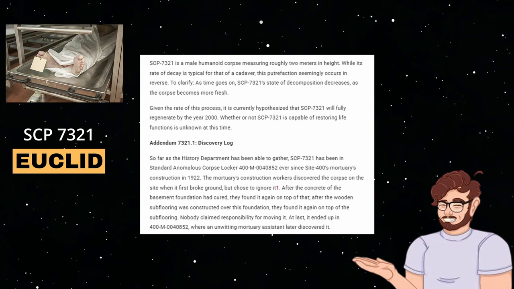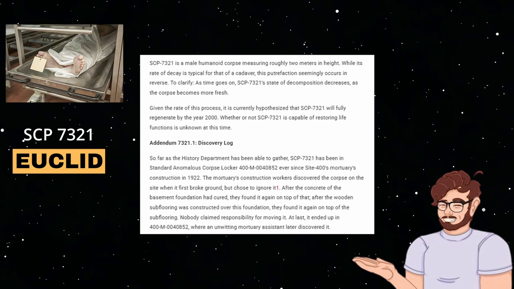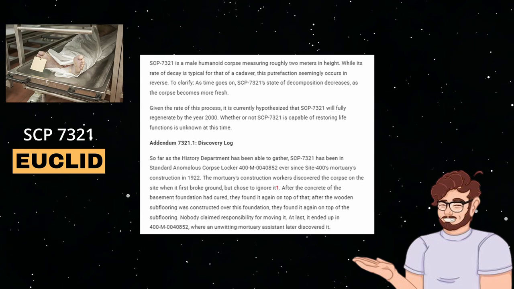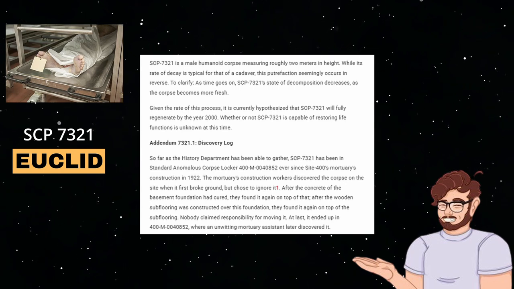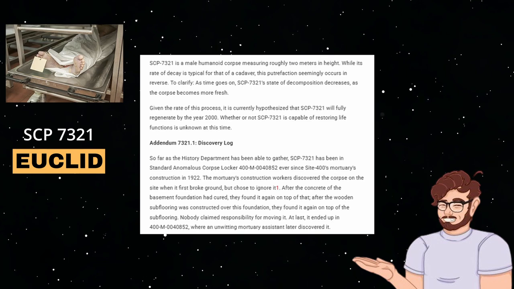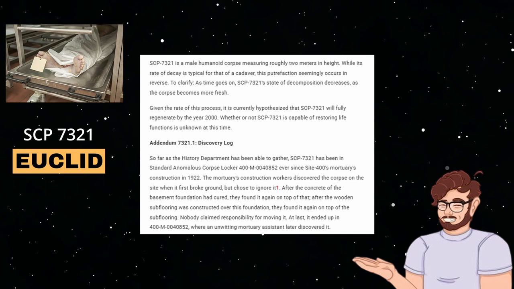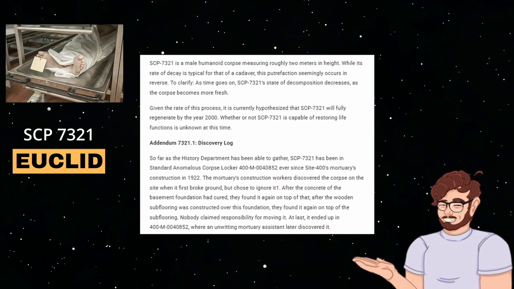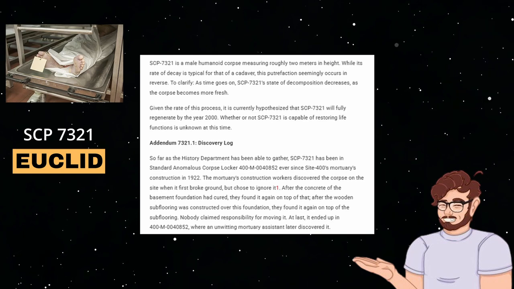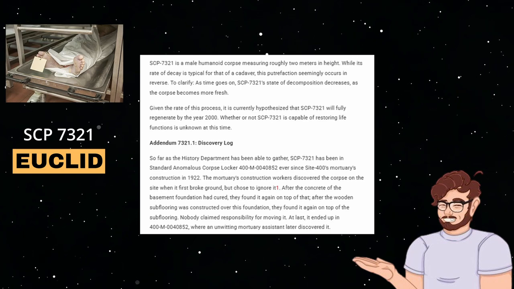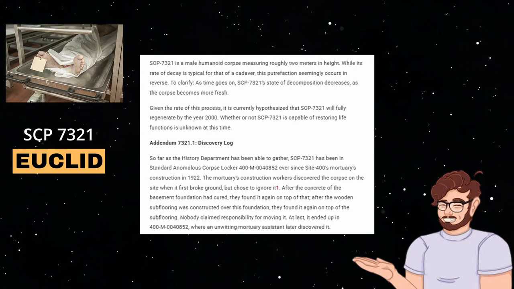So far as the History Department has been able to gather, 7321 has been in Standard Anomalous Corpse Locker 400M0040852 ever since Site 400's mortuary's construction in 1922. The mortuary's construction workers discovered the corpse on the site when it first broke ground, but chose to ignore it. After the concrete of the basement foundation had cured, they found it again on top of that. After the wooden subflooring was constructed over this foundation, they found it again on top of the subflooring. Nobody claimed responsibility for moving it. At last, it ended up in the storage locker, where an unwitting mortuary assistant later discovered it.